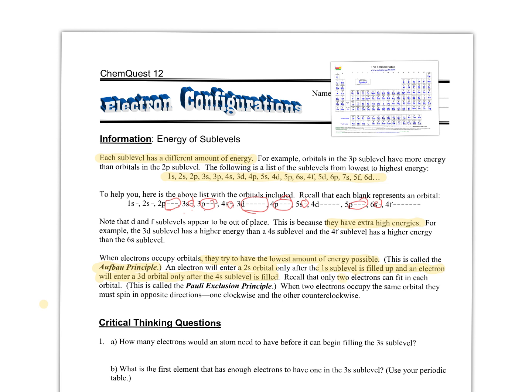Recall that only 2 electrons can fit in each orbital, and that is called the Pauli exclusion principle. When 2 electrons occupy the same orbital, they must spin in opposite directions, one clockwise and the other counterclockwise.